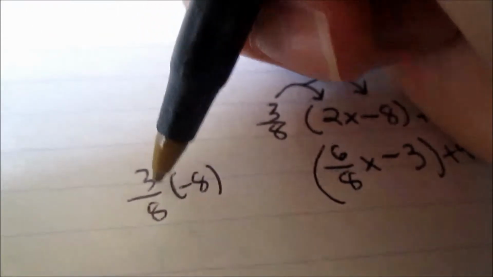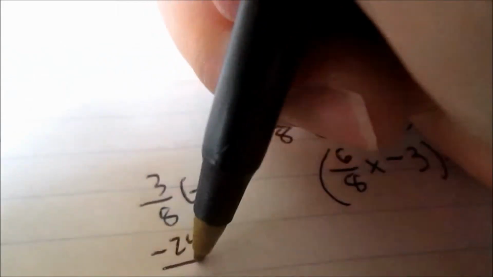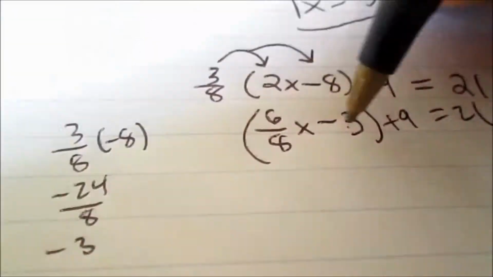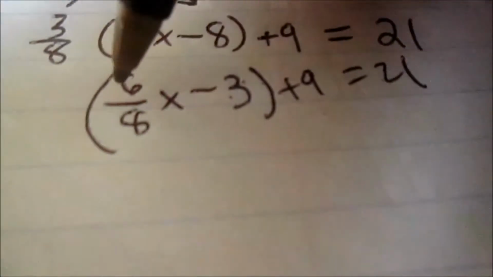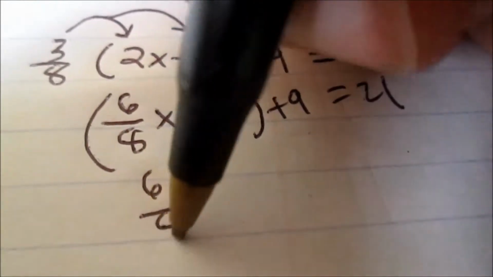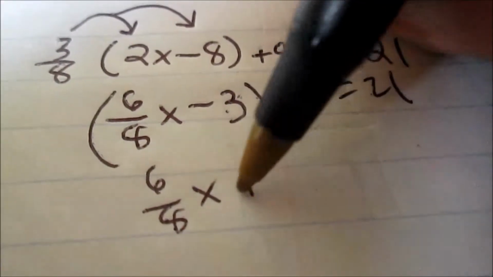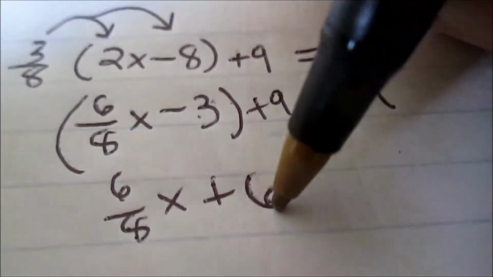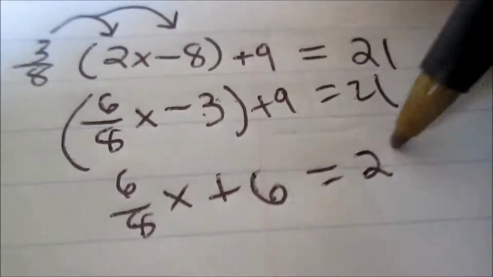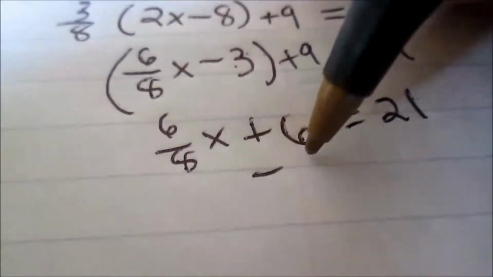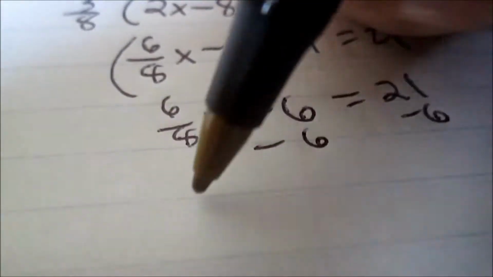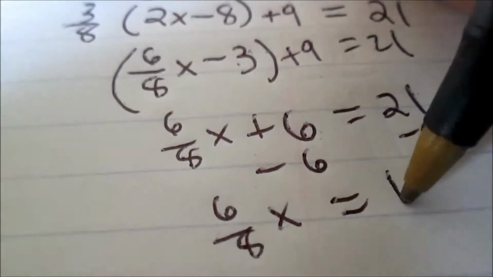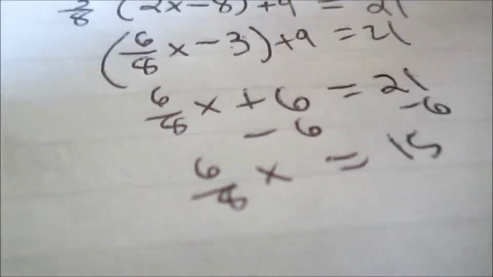And I'm showing how to do that again out here. 3 times negative 8 is negative 24. Negative 24 divided by 8 is negative 3. There's a negative sign in your multiplication, so the answer is going to be negative, because negative times a positive is a negative. Now here, I added negative 3 plus 9 to get 6. That's how I'm simplifying the equation. Then I subtract 6 on both sides, because minus 6 is the opposite of plus 6. 21 minus 6 is 15.